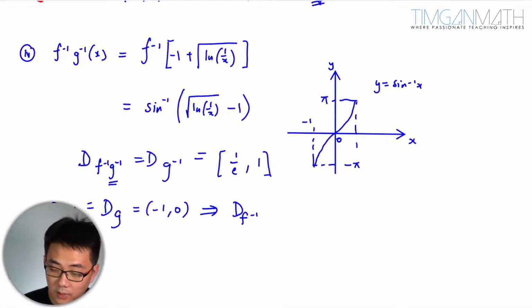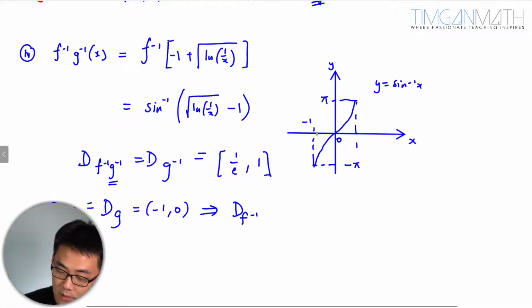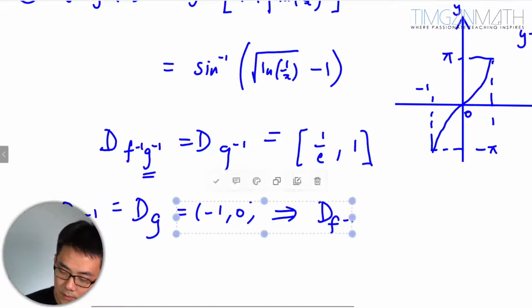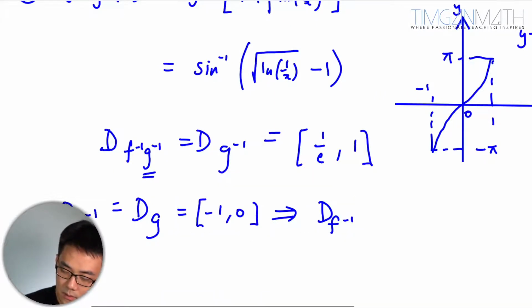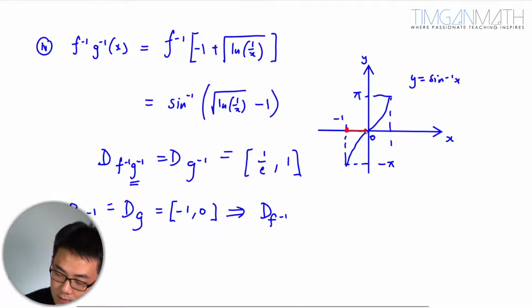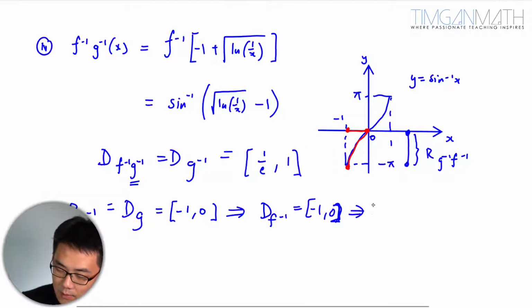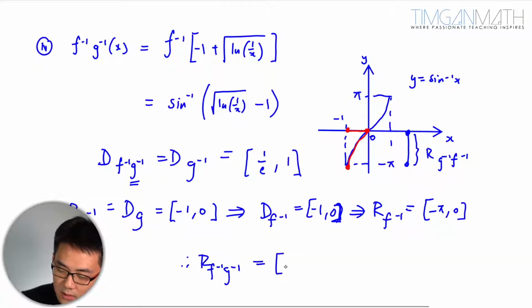I'm going to take negative 1 to 0, inclusive, and map it into this domain here. So put this as minus 1 to 0 here. What I get is here. The range is essentially from minus pi to 0. So this is the range of f inverse g inverse. The domain will be minus 1 to 0, and this will map out the range of f inverse as minus pi to 0. So hence the range of f inverse g inverse is minus pi to 0.